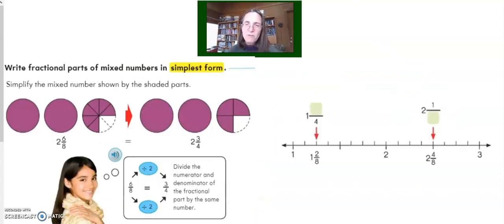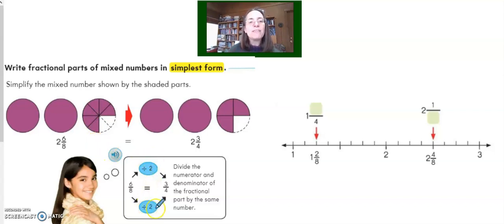Now, because mixed numbers have a fraction in them, you can simplify them just like fractions. Let's take a look here. She's got 2 pizzas that nobody has cut, and this one that they've already cut into 8ths. She wants to have the simplest form of this. How much pizza is left over?